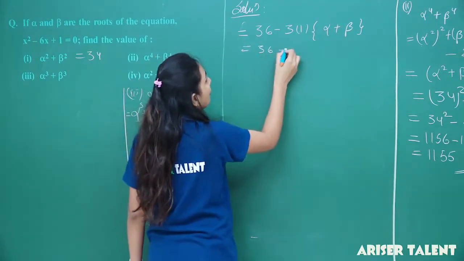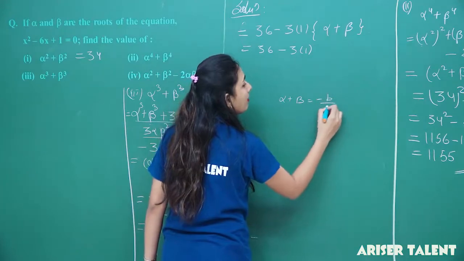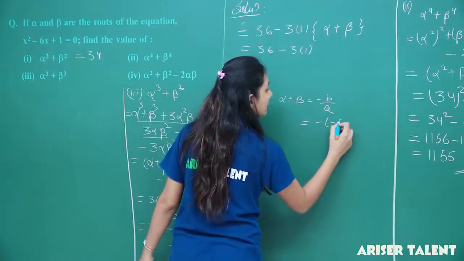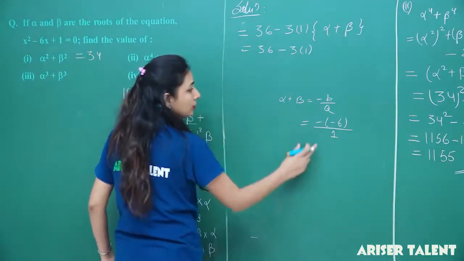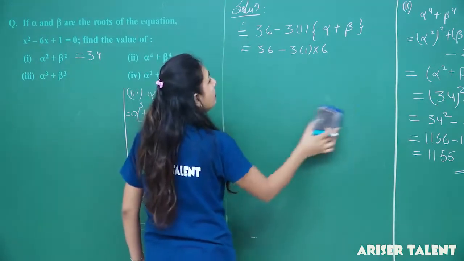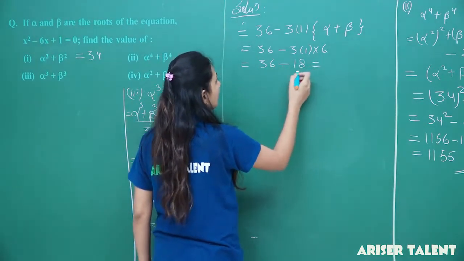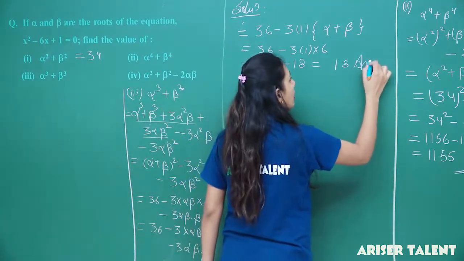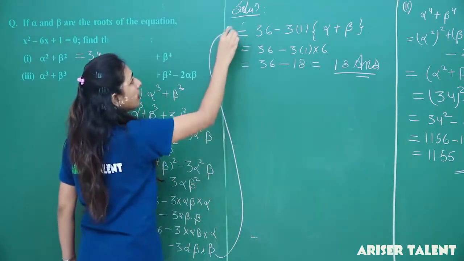So, it will be alpha plus beta. Now, value of alpha plus beta is what? Minus b by a. Now, minus b, b is what? Minus 6. And a is what? A is 1. So, that will be 6 multiplied by 6. Now, it will become 36 minus 18, so it will become 18. So, 18 is our answer, right? From here it is.